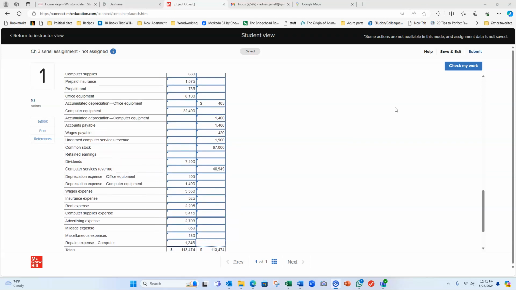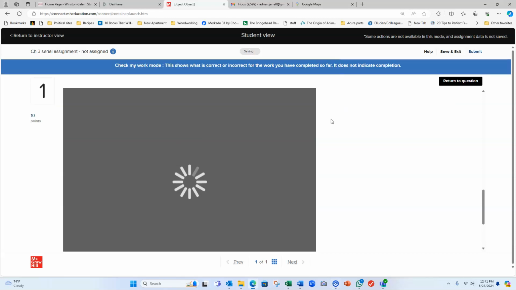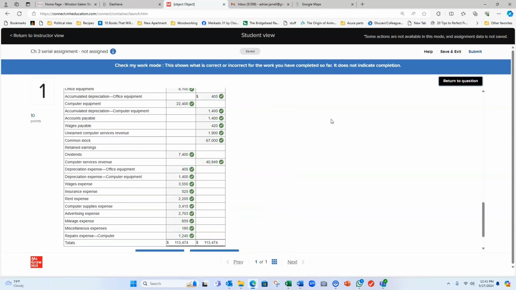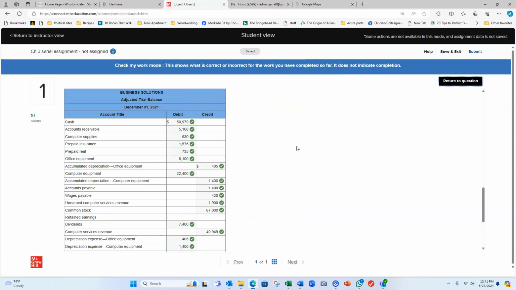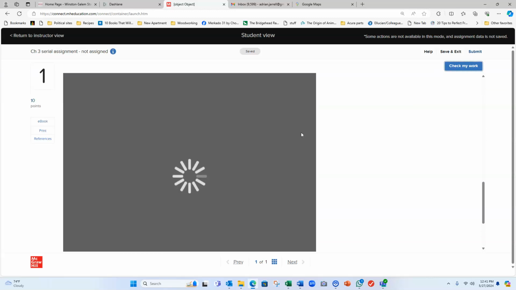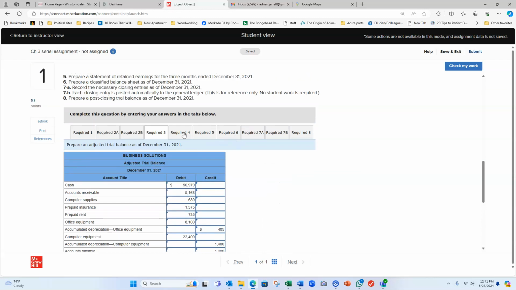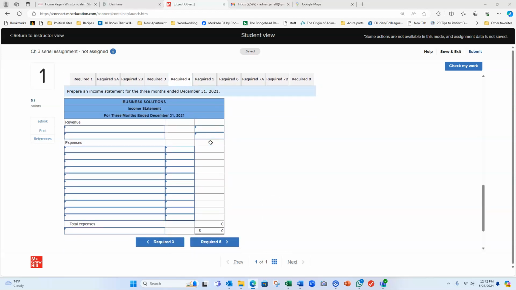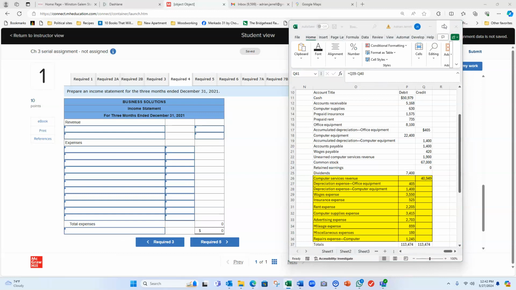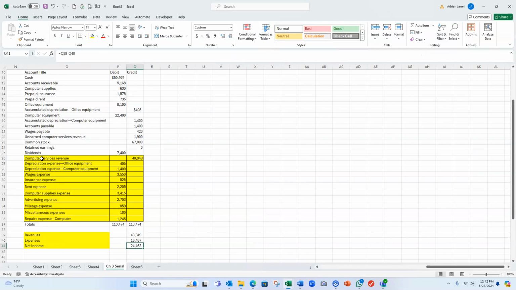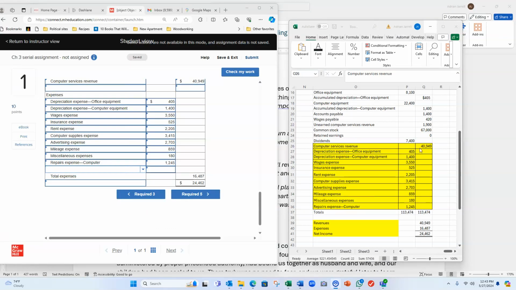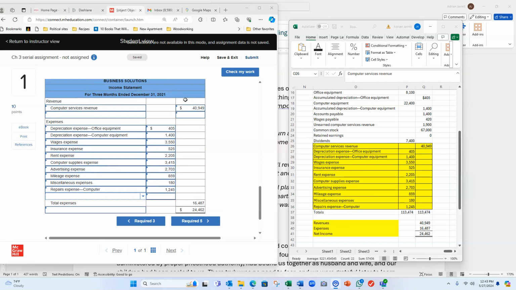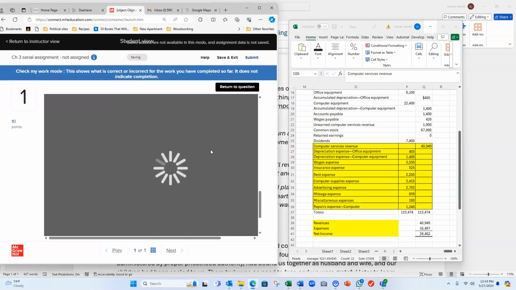All I've done is just enter all these numbers. And there we go. That looks good so far. The next thing we're going to do is an income statement. And an income statement is just going to be this right here. This is my income statement. Revenues minus expenses. I did the same thing by just taking this and typing it in here as quickly as I could. Check my work and let's see what it looks like.